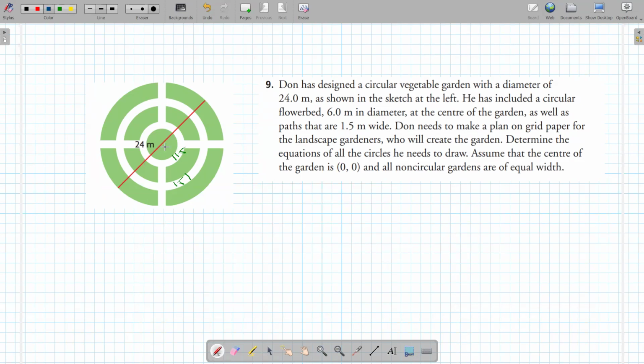So how many circles do we have here? 1.5, 1.5, like that. And the center of the circle is 6. It says 6 meters diameter, the flower bed in the center. All right. So this is 6. Now the question is, determine the equation of all the circles he's going to have to draw.